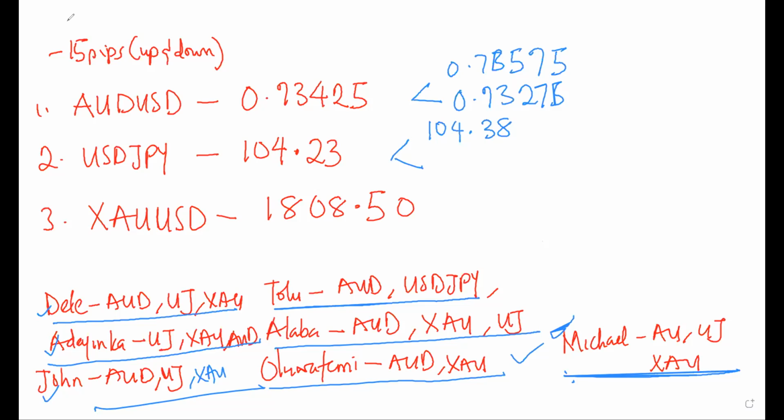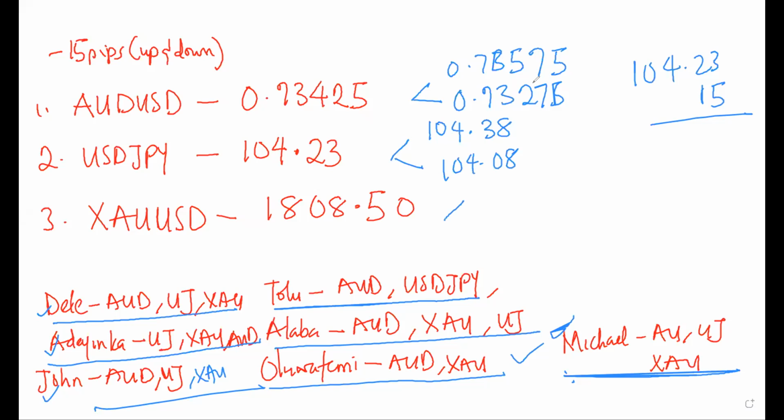So let's do the calculations together so that I won't be confused. So we have 104.23, all right? And then we have 15 here. So 23 minus 15 is what? 0.08. So we're going to have 104.08, all right? 104.08.